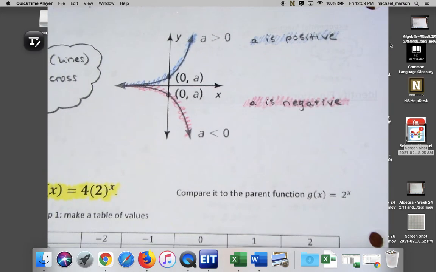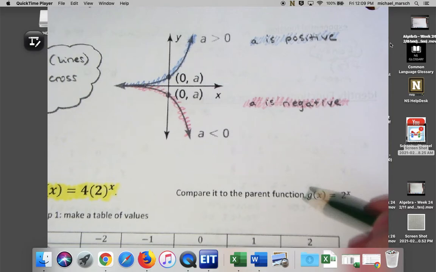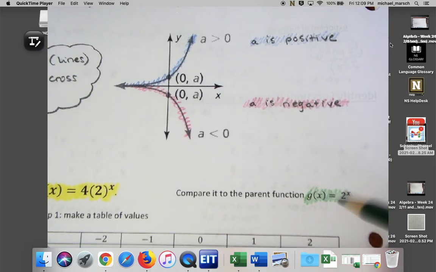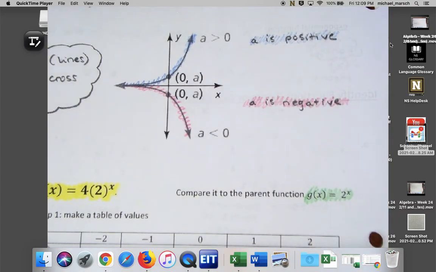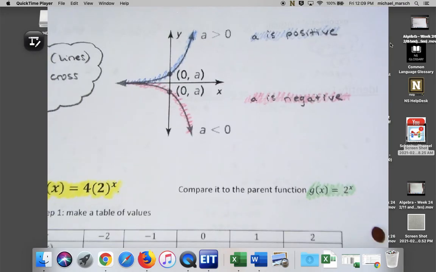We're going to compare this one to our parent function. A parent function is just kind of like a generic given, and then you make observations comparing your new function to the parent one. And if you notice throughout the packet, it's the same parent function graph throughout the whole packet. It's always going to be this.